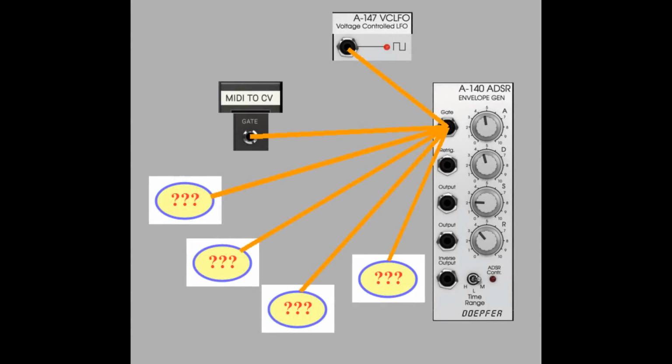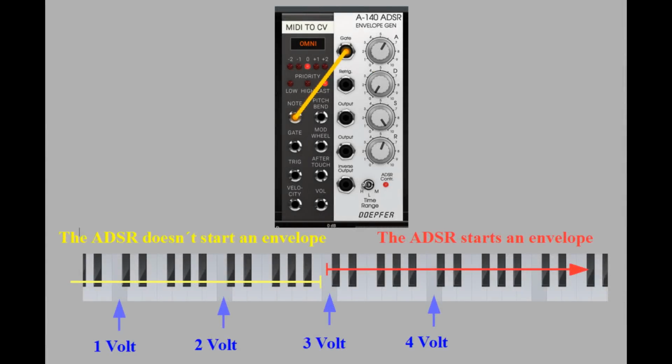Alright, there are some question marks to solve. Do you remember? What is the minimum level to initiate the ADSR? The gate signal from the MIDI to CV module produces the equivalent to plus 5 volts, but what about lower voltages? What about sources, and what signals can initiate the ADSR at all? Well, first question first. We need at least the equivalent of plus 3 volt.